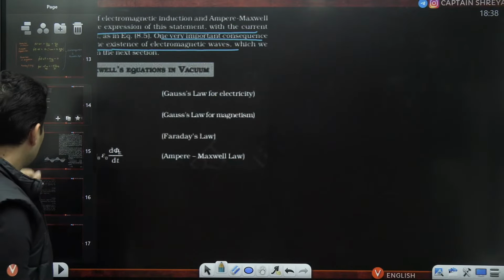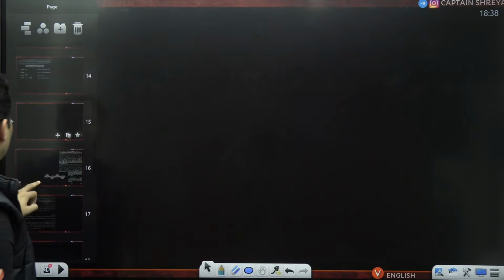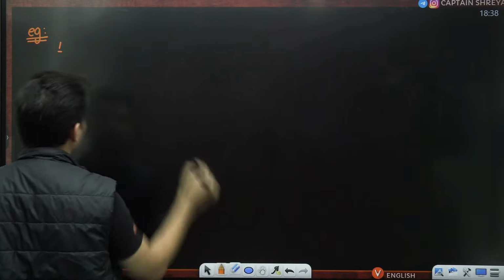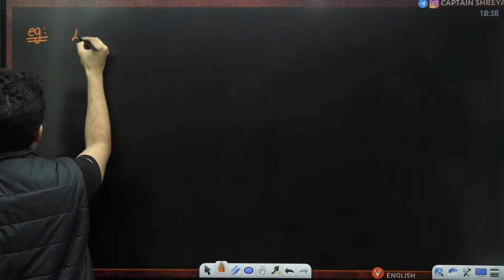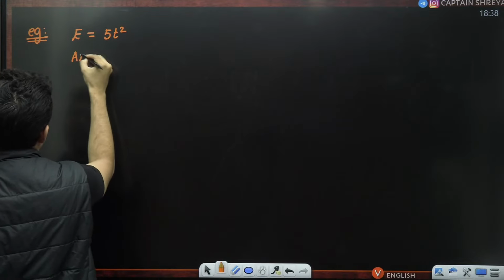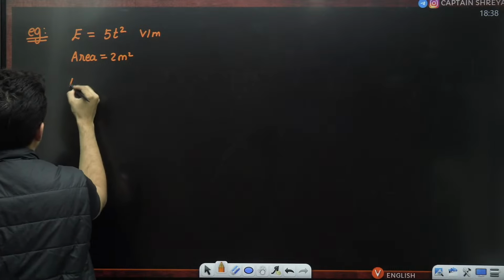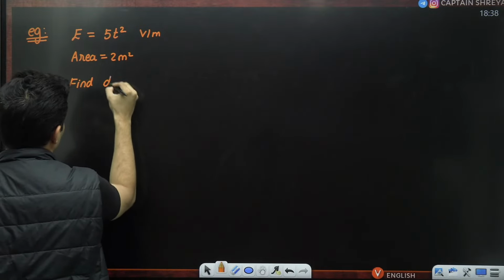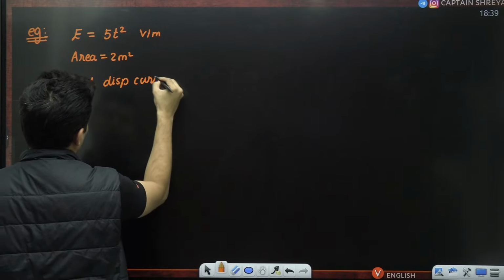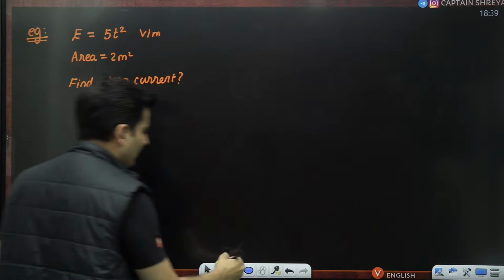All right. So, sir, can we get some questions on this? Yes, you might get some very easy questions on this. Something like, say for example, if the electric field is 5t square volt per meter and the area is 2 meter square, can you find the displacement current? How do you solve this particular question?